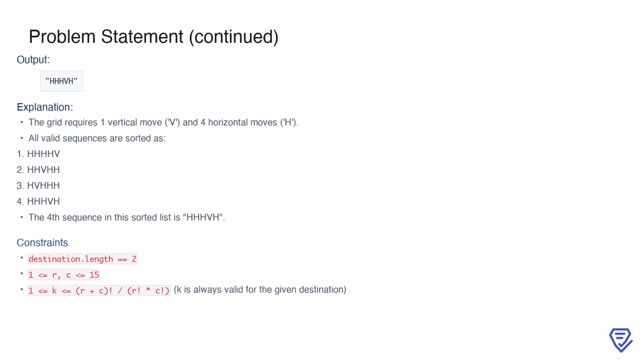The problem also includes constraints to ensure that k is always valid for the given inputs. Specifically, the value of k is guaranteed to be within the range of possible sequences, given by the formula (r plus c) choose r, that is, (r + c)! / (r! * c!).